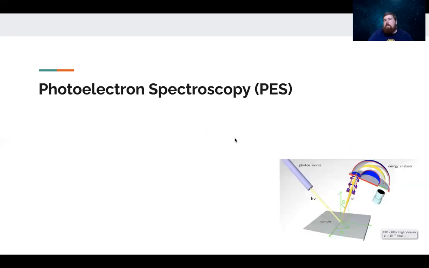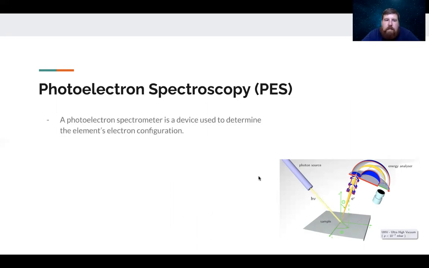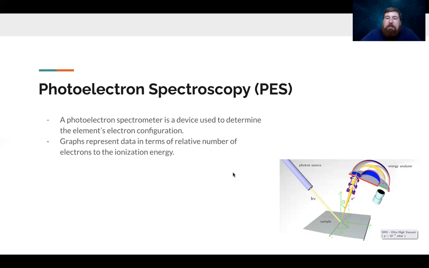All right, so what we're going to do is transition here and talk about a very important experimental setup in the world of chemistry, and that is photoelectron spectroscopy, abbreviated PES for short. And this is a device which is used to help determine the element's electron configuration. And you have to be very comfortable representing or reading these graphs which represent the electron configurations. If you're comfortable with writing electron configurations, these graphs are actually not too bad to interpret.